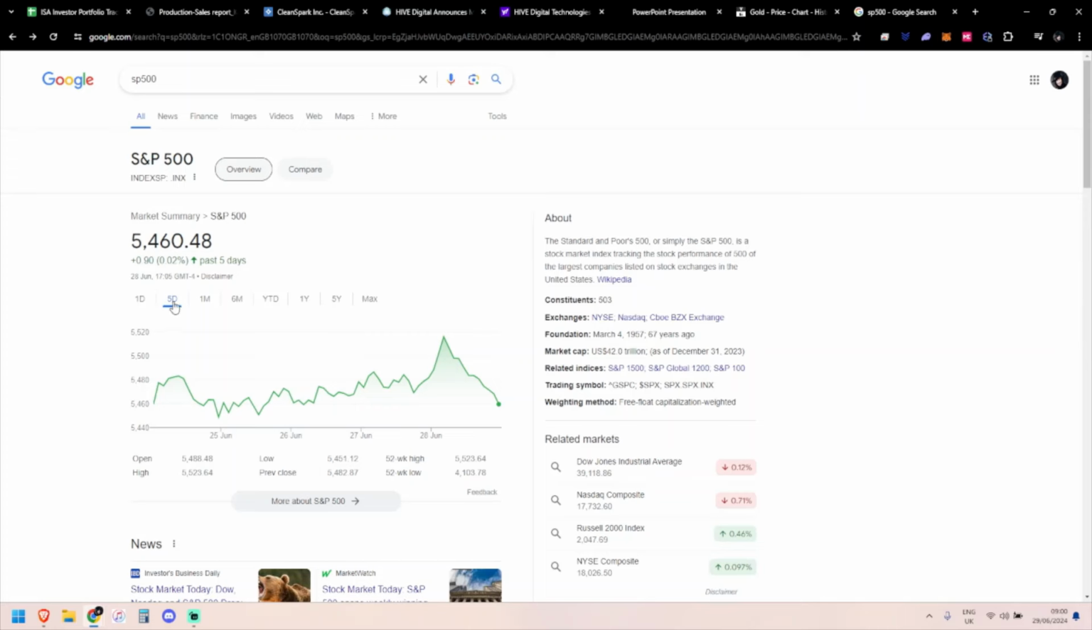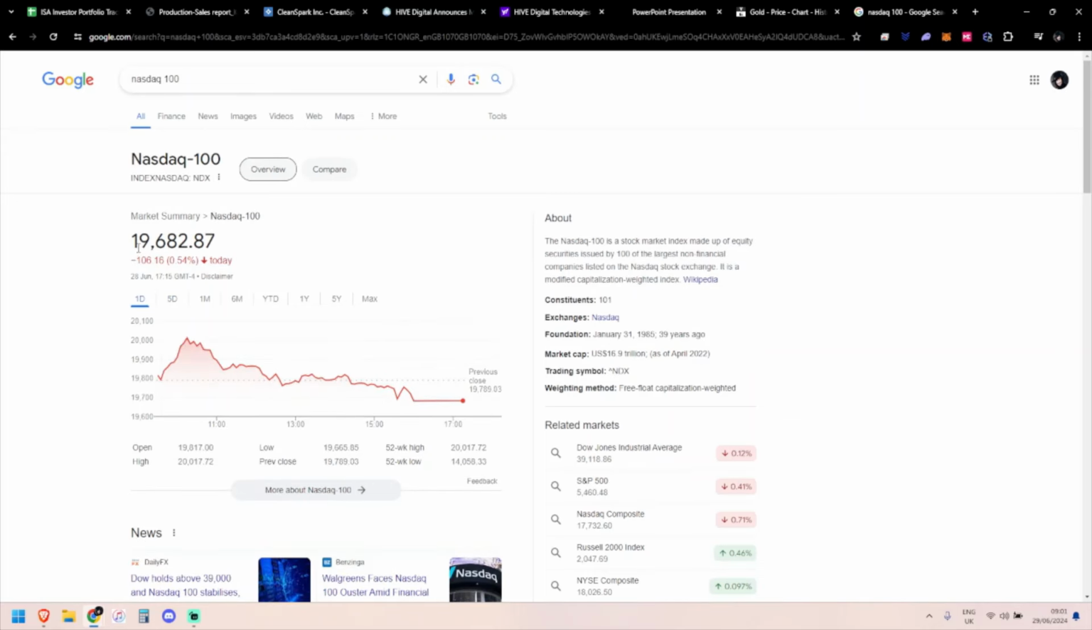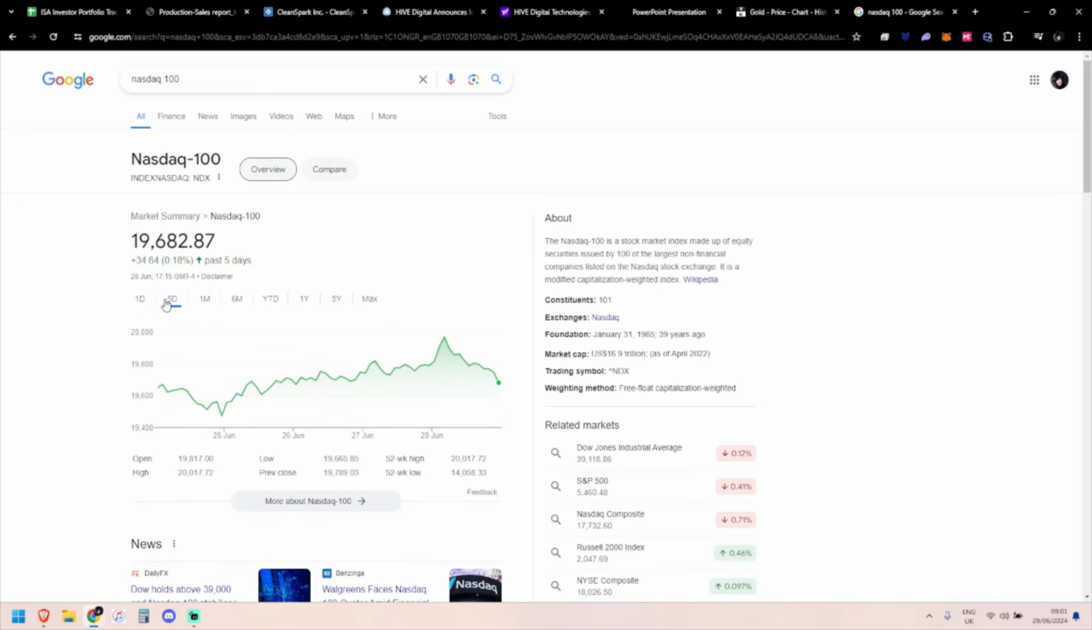So I'm down 4%. The S&P is almost entirely flat, 0.02% up in the last 5 days. It's all been a little bit up and down, had a spike up on Friday and come back down to earth. But the Nasdaq is slightly better, ever so slightly, 0.18% up. So very, very flat, although you could say it's just on a little consolidation. But we'll have to see.